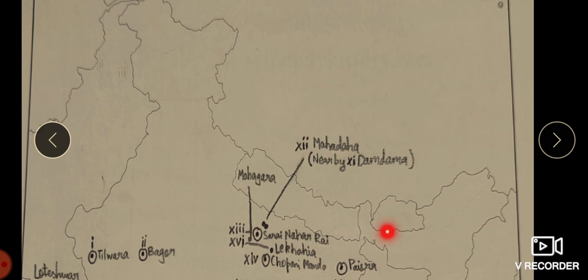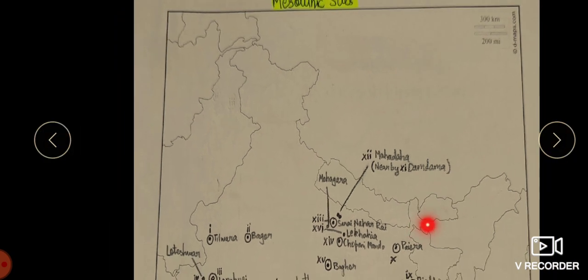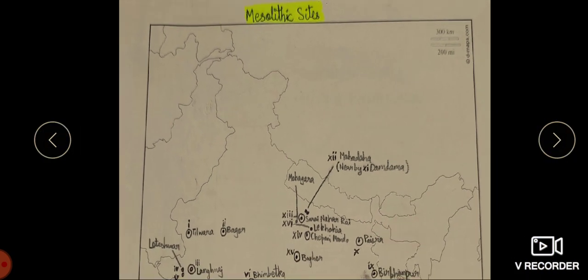The Mesolithic sites that we can find are Bimbetka and Adamgarh in Madhya Pradesh, and also Brahmagiri and Kanganahalli in Karnataka, Bagor and Ganeshwar in Rajasthan, Birbhanpur of West Bengal, Vanapasari of Andhra Pradesh, and Sarai Nahar Rai and Mahadaha of Uttar Pradesh. These were the important places of the Mesolithic age. So now we will move on to the Neolithic period.